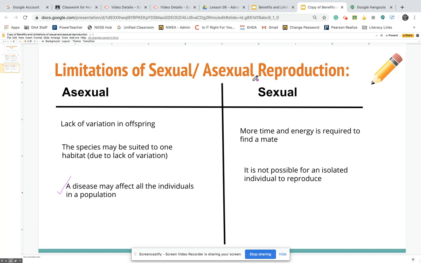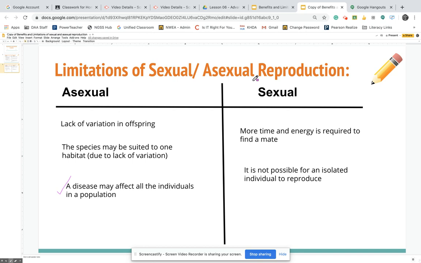For sexual reproduction, more time and energy is required to find a mate, and it's not possible for an isolated individual to reproduce. So those can be some limitations for sexual reproduction. However, in general, having more genetic variation in a population is better. So even though it requires more time and energy to find a mate, it can still be a stronger, we'll say, method.